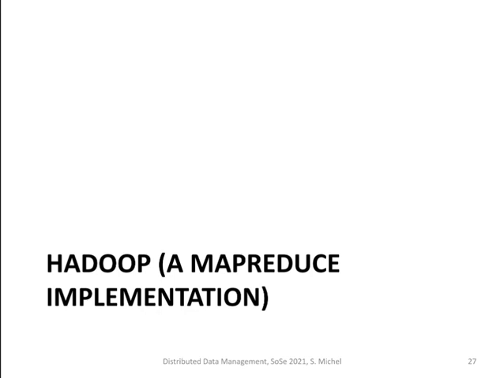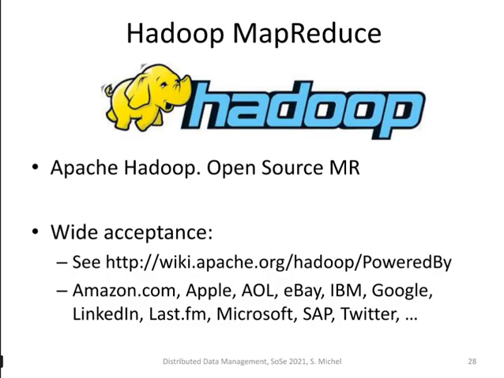So in the following, we will have a look at Hadoop. This is one MapReduce implementation, arguably the most prominent one and most widely used one. And this discussion should serve as an example of how such a system could work and how such a system can be used by users.